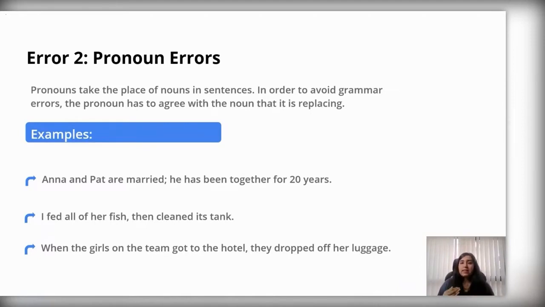All right. Okay, and let's look at another example, the last one here. When the girls on the team got to the hotel, they dropped off her luggage. Girls on the team confirm that this sentence has a plural subject. So the singular her in her luggage is actually wrong, right? As you can see, when you read it out loud, it doesn't really sound right. So it should read as: when the girls on the team got to the hotel, they dropped off their luggage, right? Girls are plural, so they. Okay, so these are the kind of errors that could be made, so make sure that the pronoun agrees with the noun that it's replacing.